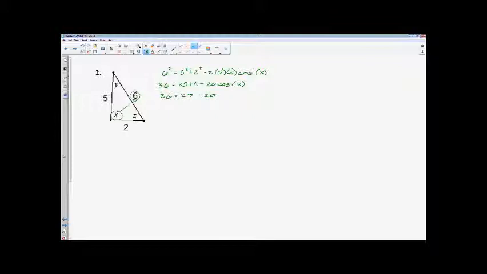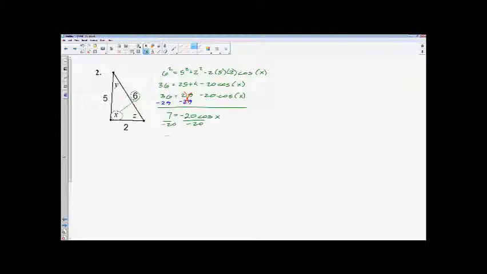minus 20 cosine x. The biggest mistake people make on the law of cosines is right here. They're tempted to do 29 minus 20 and say 9 cosine x. You cannot do that because 20 is multiplied by cosine, and you have to multiply before you can subtract. So what I'm going to do is subtract 29. That gives me 36 minus 29 is 7 equals, those cancel right here, leaving me with negative 20 cosine x. Divide by negative 20.